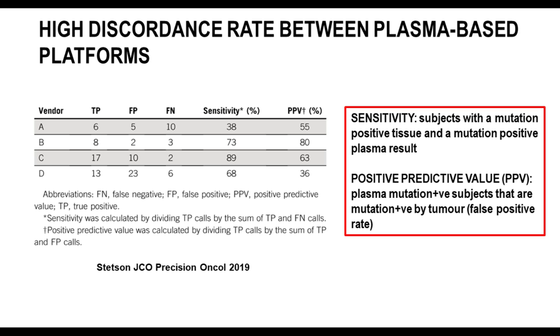And as shown in this slide, the results were quite a disaster. The sensitivity of these 4 platforms ranged between 38% and 89%. And even more scaringly, the positive predictive value, which measures the false positive rate, ranged between 36% and 80%. And I would say that these results are clearly not acceptable.